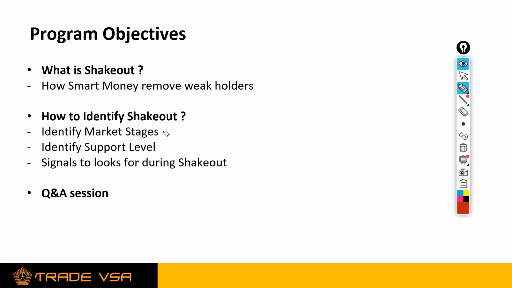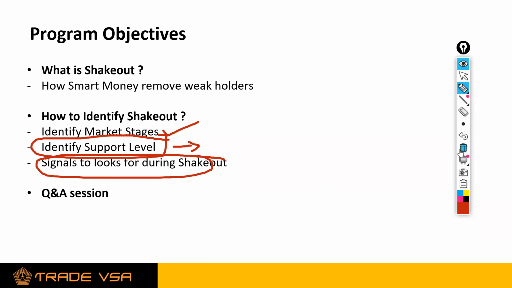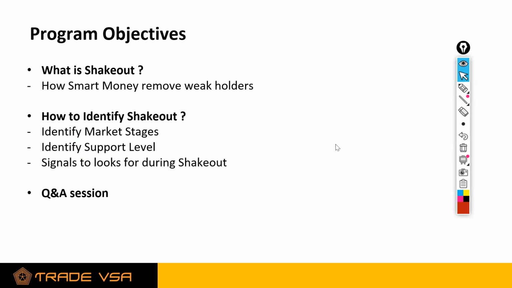Okay, very important: continue to identify market stages. In this period, for a shakeout, you must identify support. If you fail to identify where the major support is, normally you won't be able to spot a shakeout, because most of the time a shakeout happens right below the support level. So if you're able to identify the support level, then you're able to identify the quality of the shakeout. The signals to look for in these shakeout periods are also very, very important.